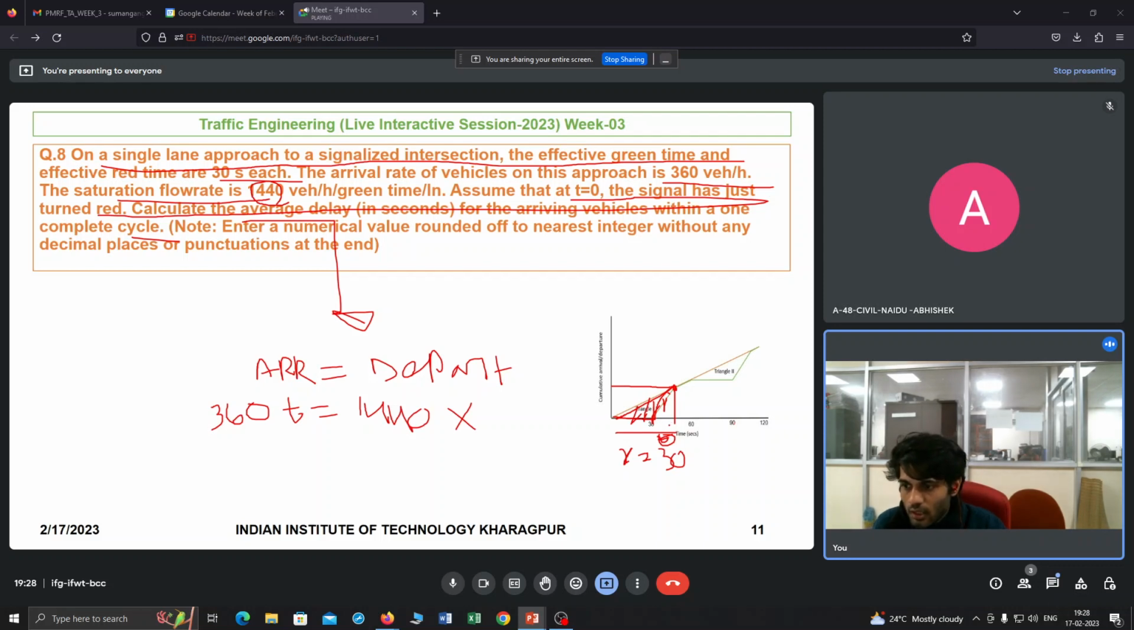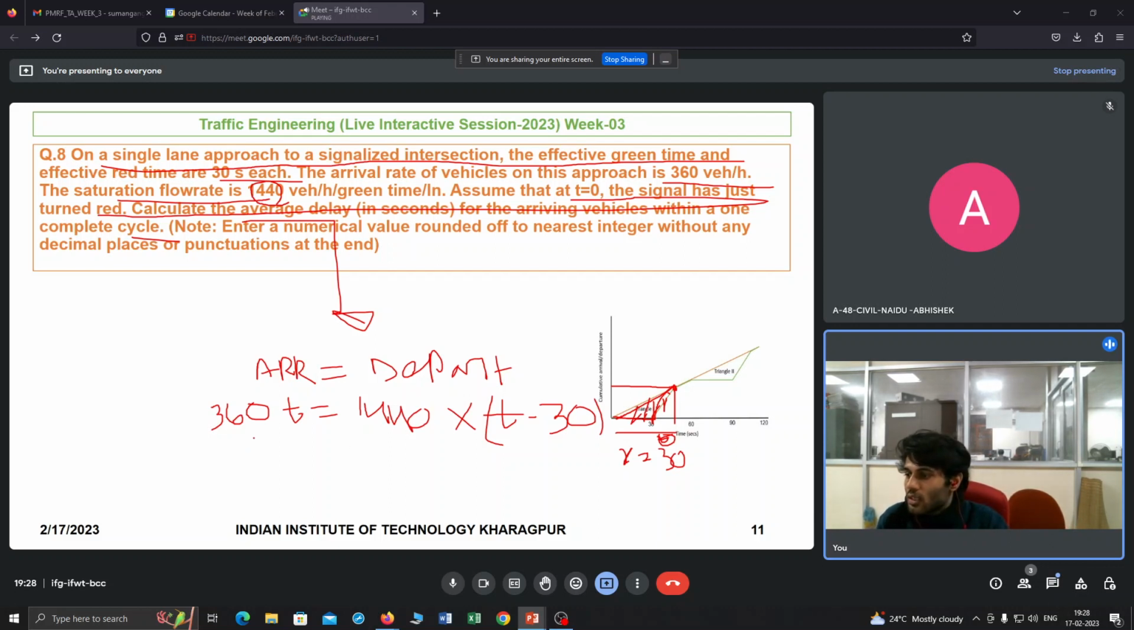After 30, what is the green time? Suppose this is T. So T minus 30 will be the green time. 30 is the red time, right? Because your vehicle will depart only during green time, not during red, for obvious reasons. And for arrival, it will come irrespective of green time and red time, because vehicles are coming. This is considering it is an isolated intersection, obviously.